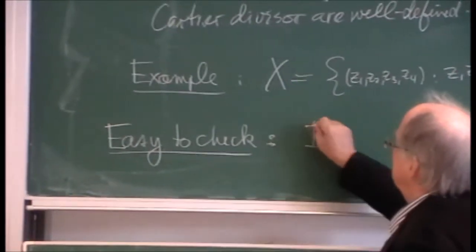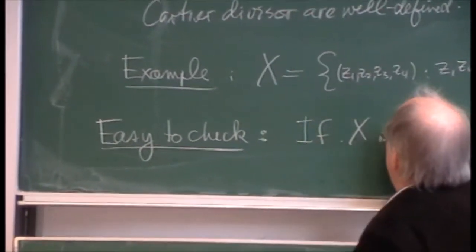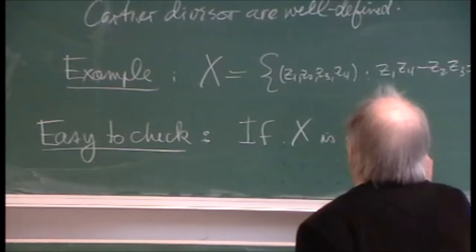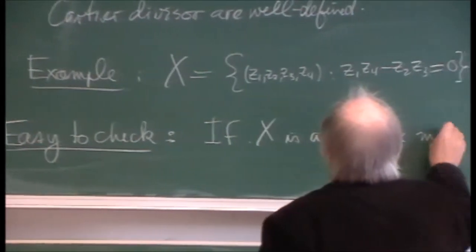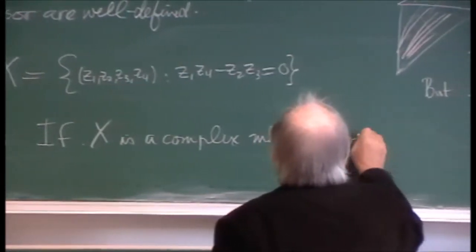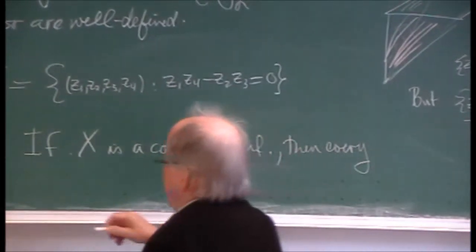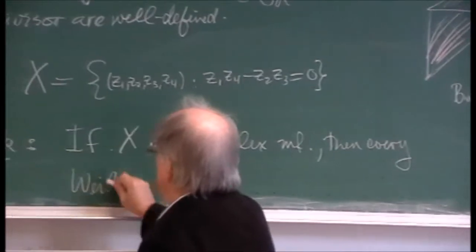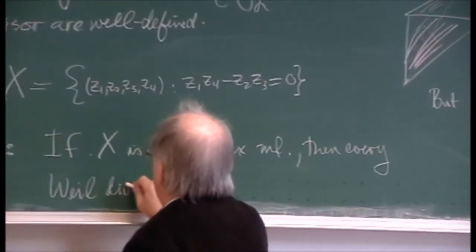If X is smooth, then every Weil divisor, three divisor, is Cartier.